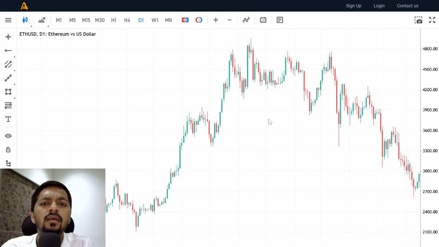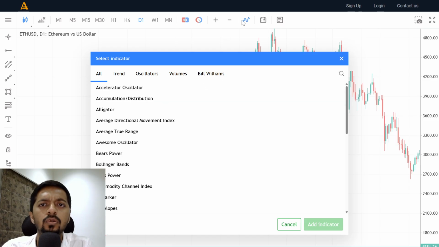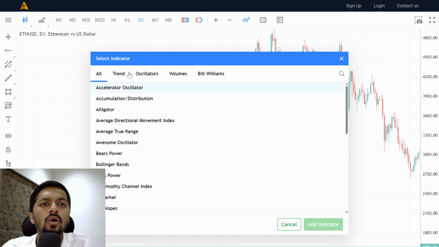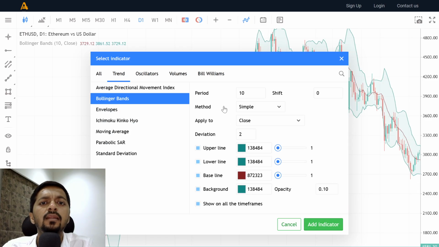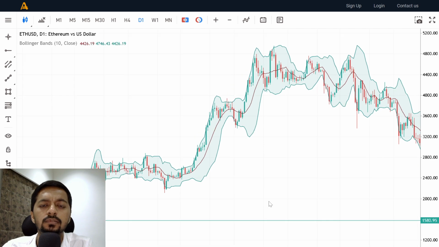First of all, let me explain you how to plot volatile indicator. So Bollinger Band indicator. Just jump onto this icon and select this Bollinger Band under trend section if you want, or under all, just select this Bollinger Band, and by default you are going to see this period is 10 period and deviation is of 2. So I'm not going to change this default setting. I'm keeping it as it is, and I'm just going to plot this.